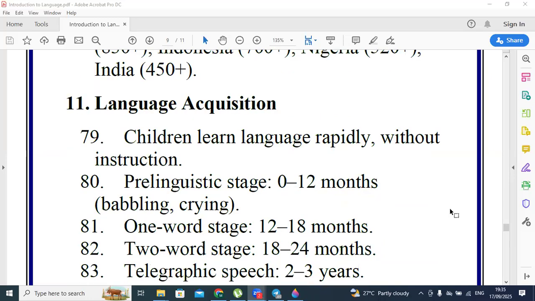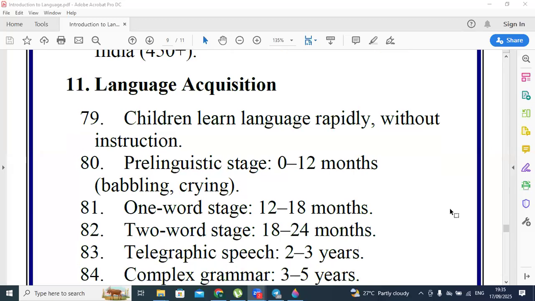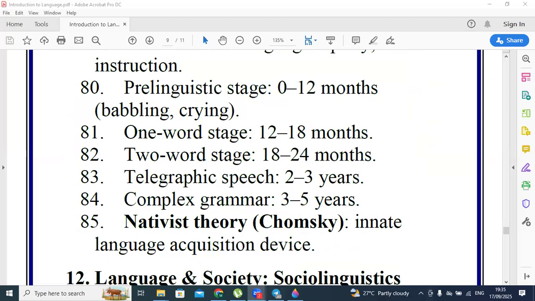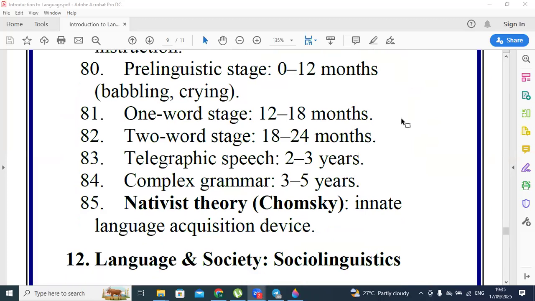Language acquisition. Children learn language rapidly without instruction. Pre-linguistic stage, from 0 to 12 months: babbling, crying. One-word stage, from 12 to 18 months. Two-word stage, from 18 to 24 months. Telegraphic speech, from 2 to 3 years. Complex grammar, from 3 to 5 years. Nativist theory, Chomsky: innate language acquisition device.